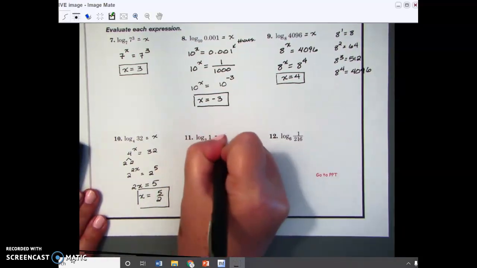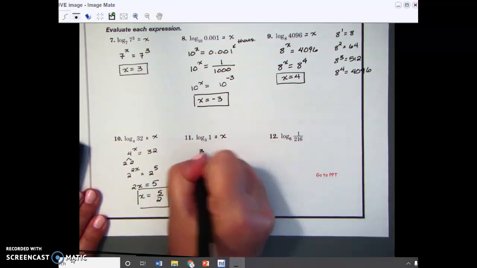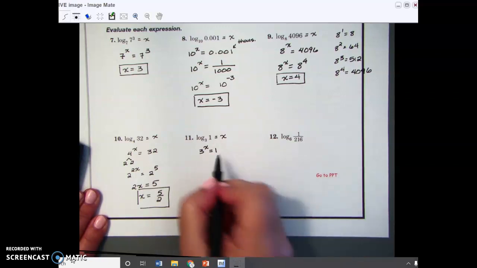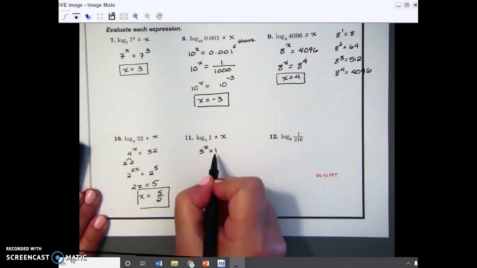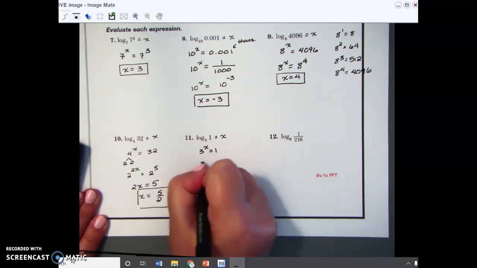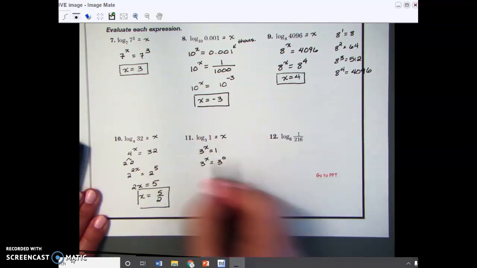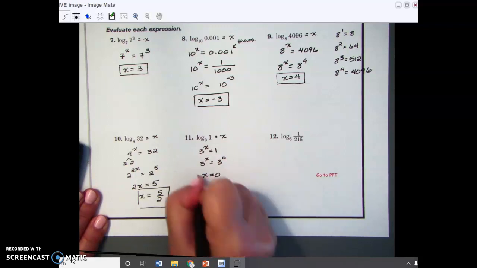Question 11, if I set this equal to x, we're saying 3 to what power gives me 1? And so this is one of those strange ones. Remember that 1 could be any base to the 0 power. So 1 is the same as 3 to the 0 power. And so that tells me that x is equal to 0.